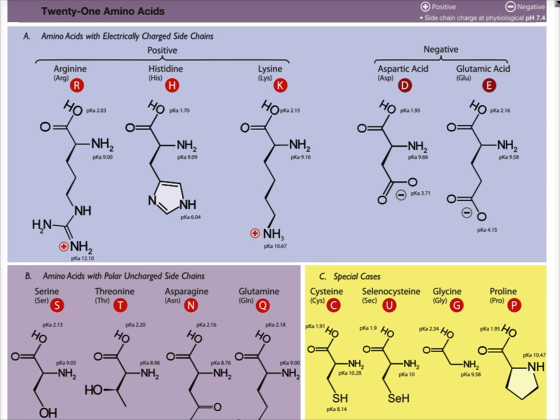There are 20 amino acids. This table actually gives 21. It gives an extra special one here called selenocysteine, but we will not worry about that one.